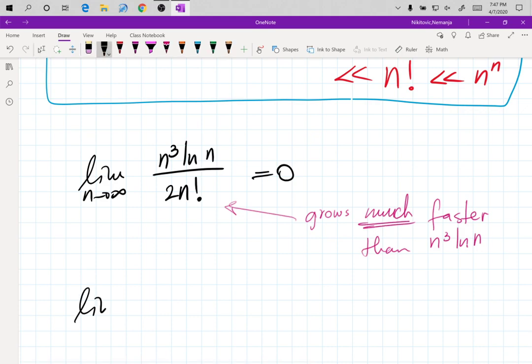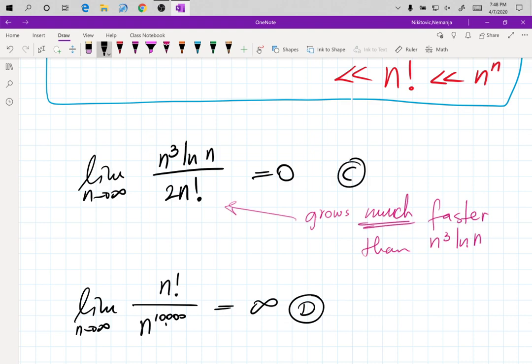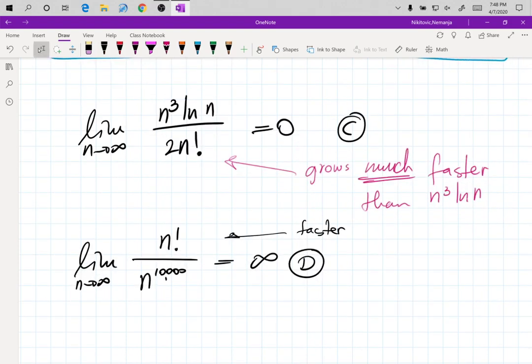Or, let's say you have the limit of n factorial divided by n to the 10,000 as n goes to infinity. By the way, it only works for n going to infinity, but we don't consider anything else in the next two chapters. Every limit is to infinity. So this is equal to infinity, diverges. Right, this one converges on top, this one diverges. Why? Now it's faster.